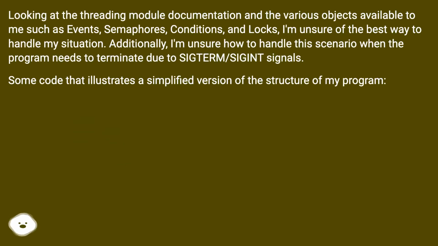Looking at the threading module documentation and the various objects available to me, such as events, semaphores, conditions, and locks, I'm unsure of the best way to handle my situation. Additionally, I'm unsure how to handle the scenario when the program needs to terminate due to SIGTERM/SIGINT signals. Here is some code that illustrates a simplified version of the structure of my program.